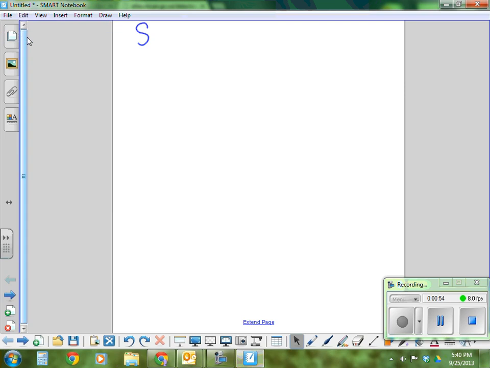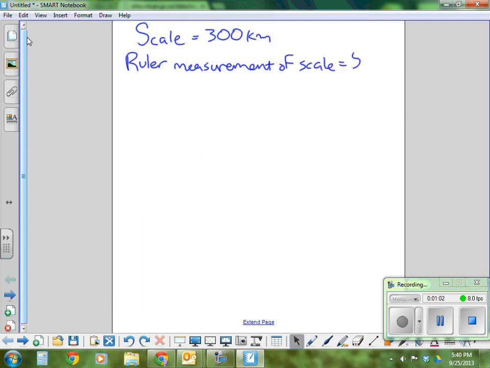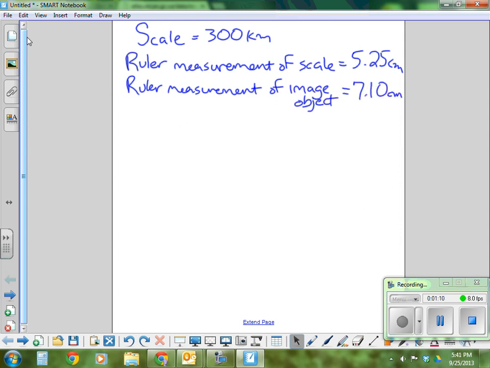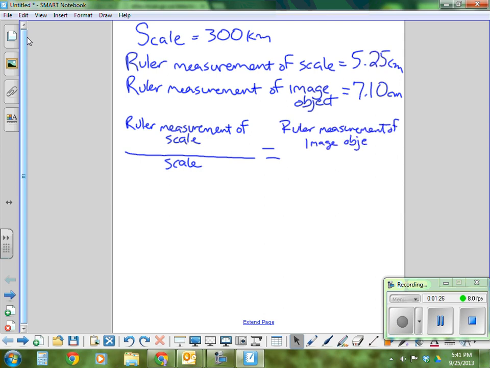So things that you would do and write down would be, well, I know my scale bar represents 300 kilometers. I know that the ruler measurement of my scale was about 5.25 centimeters. The ruler measurement of my image object, which in this case would be Vancouver Island, would be 7.10 centimeters. And then I can set up a proportion to figure things out. So the ruler measurement of the scale to the scale would be equal to the ruler measurement of the image object to its unknown value in real life.